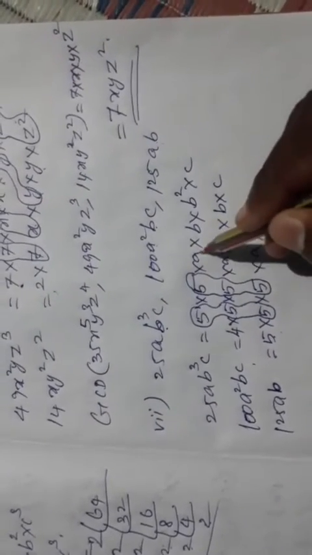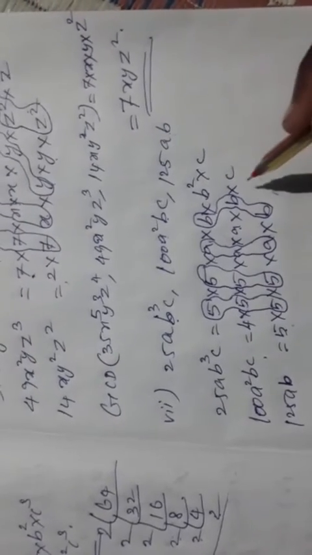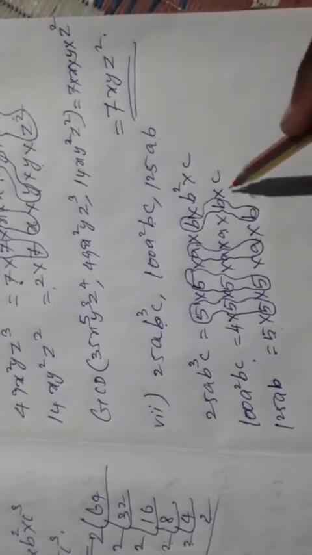Next a comes. a one time only is common. In the second one, a has one more time but it is not common. Next b comes. b one time is common in all of them. Next, remaining b square is in the first term 25 a b cube c, but the remaining two terms don't have it, therefore we cannot select. Next c is in the first two terms only, 25 a b cube c and 100 a square bc. Both have c, but the third one doesn't, therefore we cannot select c.